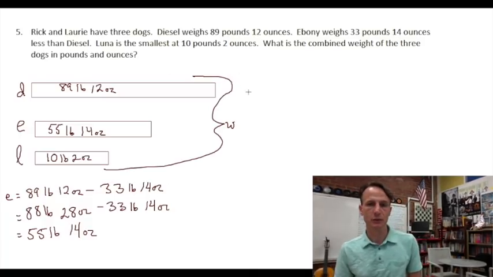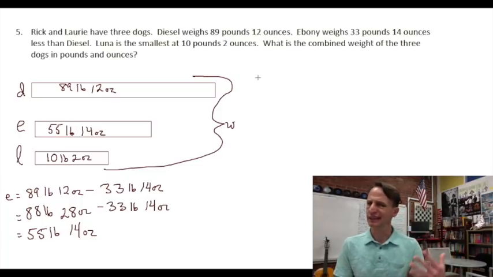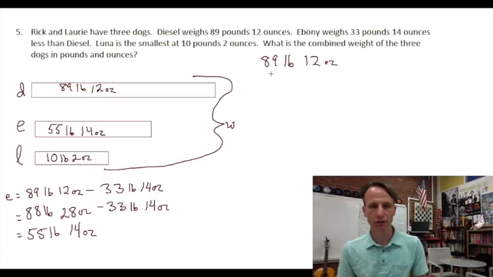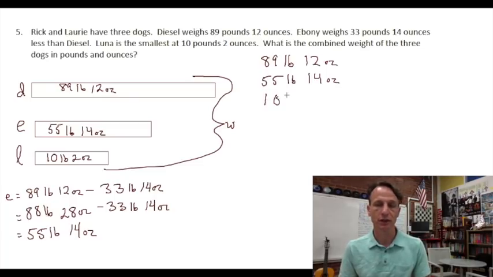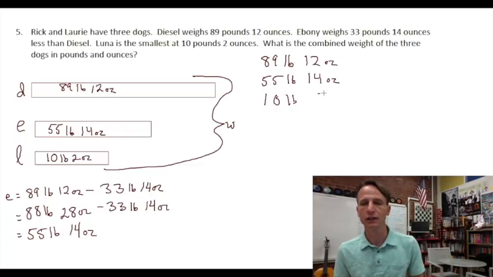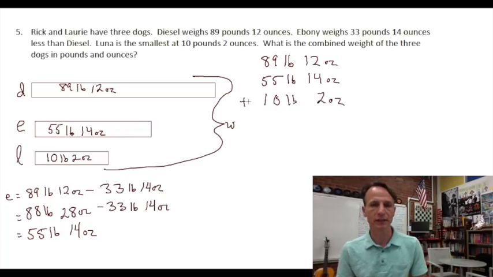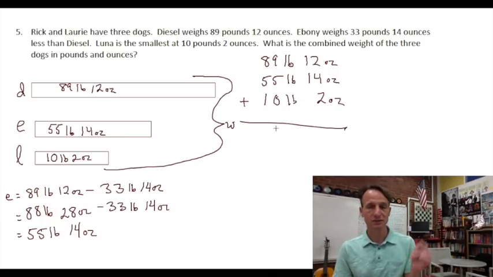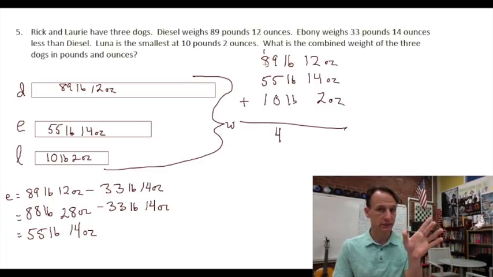So here, now we're able to just crunch these numbers together and then compose out whatever pounds we can afterwards. So we have 89 pounds, 12 ounces for diesel. We calculated Ebony to be 55 pounds, 14 ounces. And Luna we were given at 10 pounds, 2 ounces. And now we're looking for combined weight, so we're obviously adding here. Let's do it. Wow. 9 and 5 and 0 is 14. Place the 4, regroup that 1. And look, I see a pattern here. 8 with 1 and 1 makes 10. 5 more is 15. You see that?